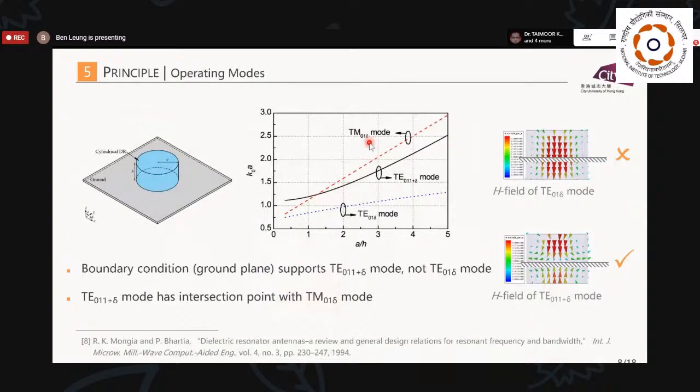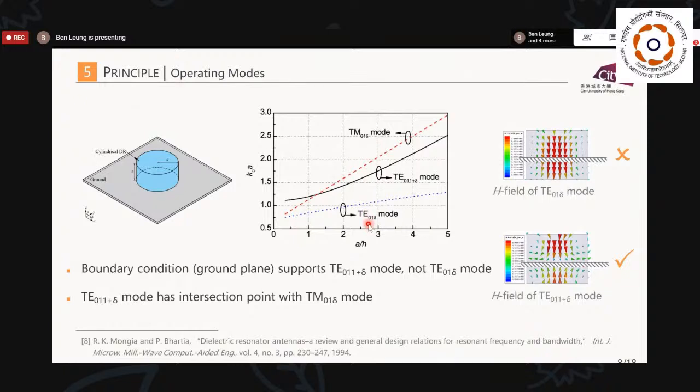Okay, for diversity design, we want to have a second mode, which is from the TE mode family. Now, originally, we wanted to have the TE01 delta mode. However, there are two problems. The first problem is that we cannot have an intersection with the TM mode. That means we cannot have the same frequency for the TM mode and the TE mode. This is the first problem.